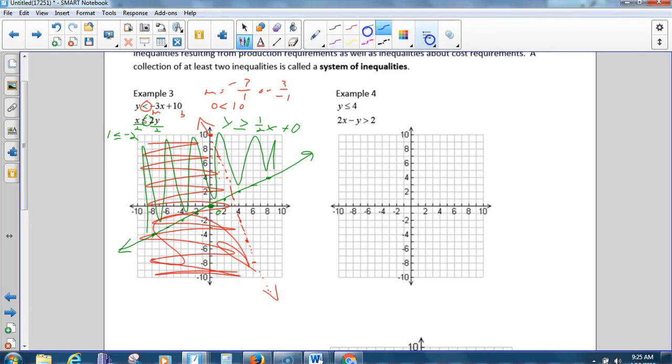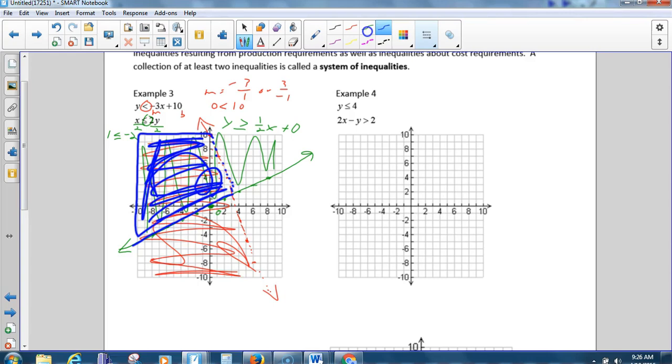Now, I got a big old mess. What's my answer? Well, it's the area bound by both lines. In other words, it's only where I have green and red. So I'm going to go up here, and then up here, and that's my actual answer in this region only: left and down to the dotted line, and above and left of the solid line. That's my answer right there. That's my region.